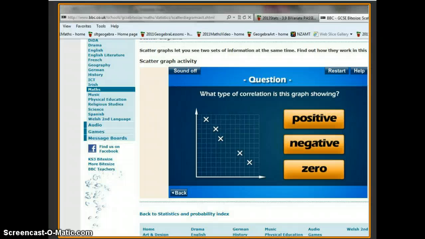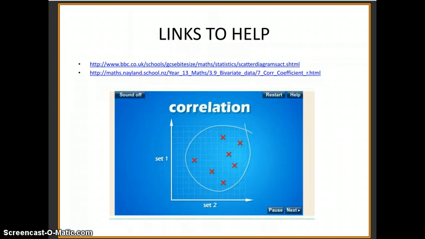Now this is a really good thing that you actually get to do. Do this little quiz, and I suggest that you go to BBC Bitesize for scatter graphs. So here you can see it's going downhill, so we can see that there is a correlation that is negative. Okay, so there's a whole quiz there that I suggest you do. It's very nice. And these ones here, that looks like no real correlation at all. Okay, so that's the link to the BBC Bitesize, and that's the link also to Nayland Maths.